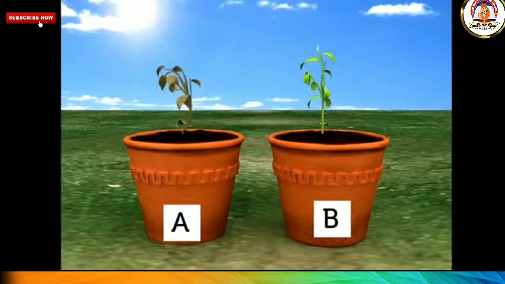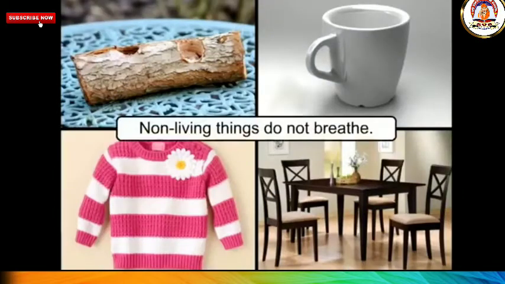Plant A dies because though it received sunlight and water, it did not receive air. Plant A did not get any air because the oil covered the tiny holes on its leaves through which it breathes. Non-living things do not breathe.